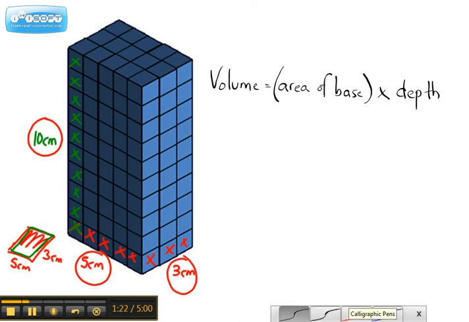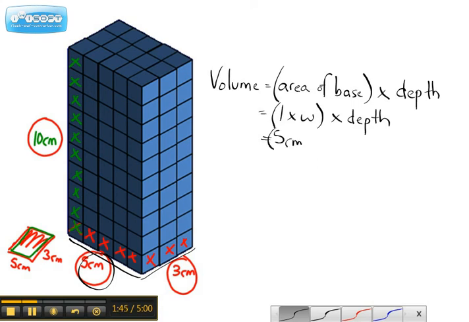Okay, let's use our formula to calculate the volume of this shape. We said that the volume equals the area of the base times the depth, and we've identified the base as a rectangle. So we use the formula for the area of a rectangle, which is length times width. And because we're finding volume, we're going to multiply by the depth. We substitute our values: the length is 5 centimeters, times the width, 3 centimeters, times the depth, 10 centimeters.